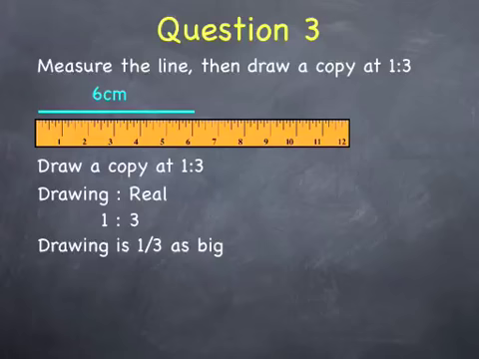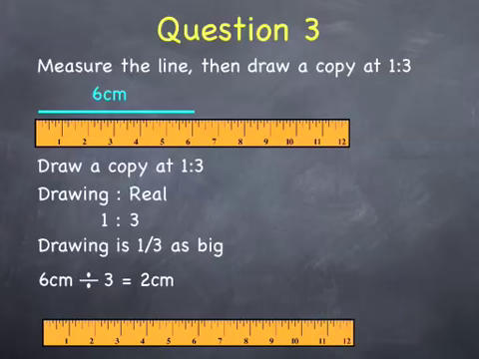The drawing is going to be 1/3 as big, so 1/3 of 6 centimetres. To work it out, you could just divide by 3. If you're using thirds, you're dividing by 3. So 6 centimetres divided by 3 equals 2 centimetres. So your line in the answer should be 2 centimetres long.